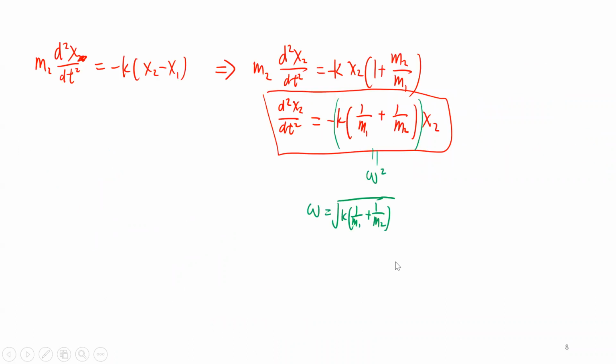And actually, one interesting thing here is that you might still remember the concept of the reduced mass that we have mentioned in the last chapter. In the last chapter, I had the two body problem, and the reduced mass of the system is defined as follows: one over the reduced mass equals 1 over m1 plus 1 over m2. So you could also express this omega as square root of k divided by mu, the reduced mass.